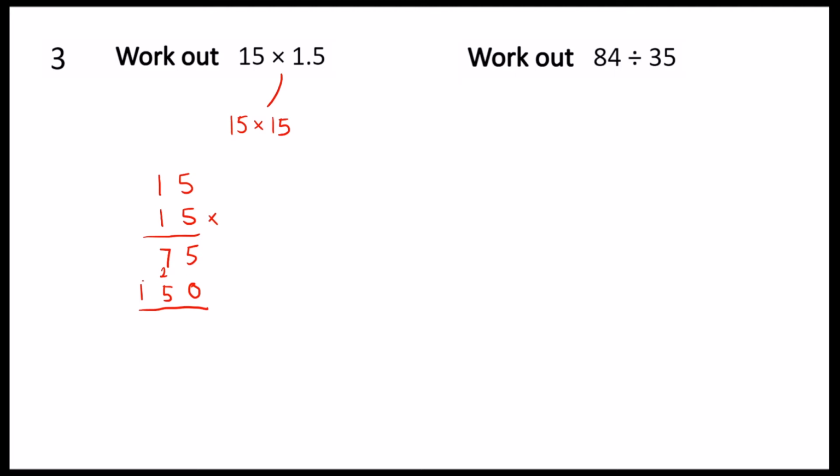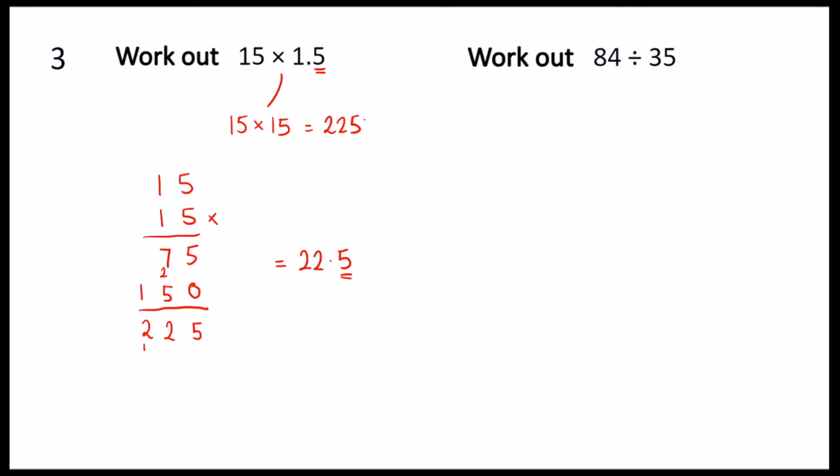Now adding these two answers together, I get 5 and nothing is 5, 7 and 5 is 12, 1 and the 1 that's just been carried over gives me 2, so this is 225. Now I'm nearly done, but obviously at the beginning I ignored the decimal place that was in my question, so because there was one decimal place in my question, I need to make sure that I put one decimal place in my answer. That means the answer is 22.5.